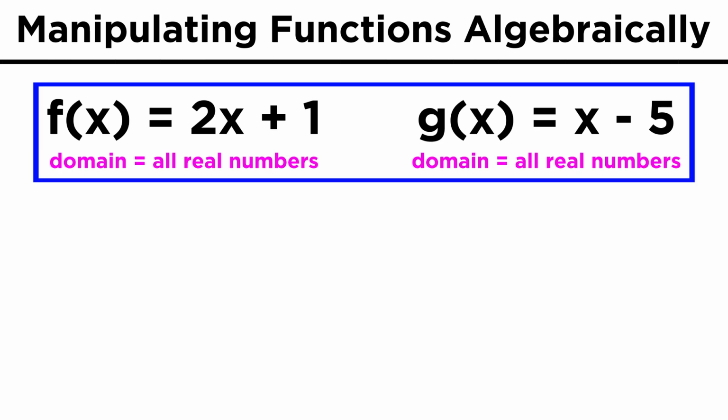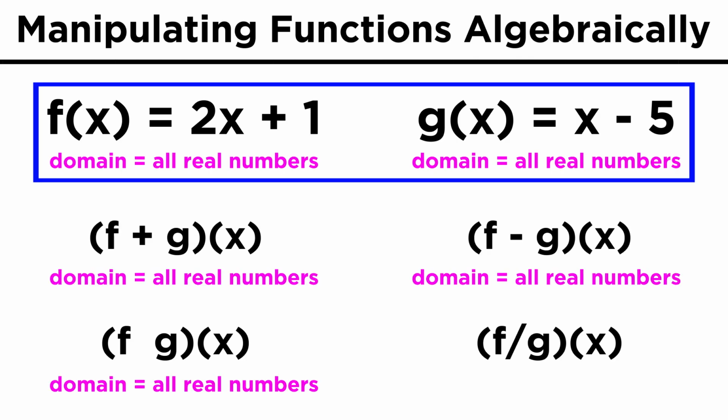We should note that the domains of both f of x and g of x are all real numbers, and that domain does not change for any of the above manipulations, except for the division we just did. Because with x minus 5 in the denominator, x can no longer be equal to 5.